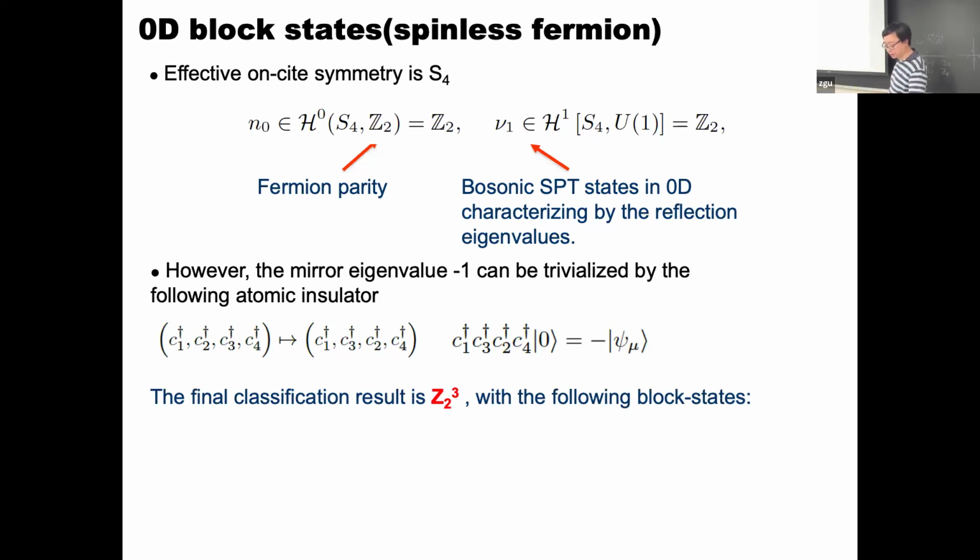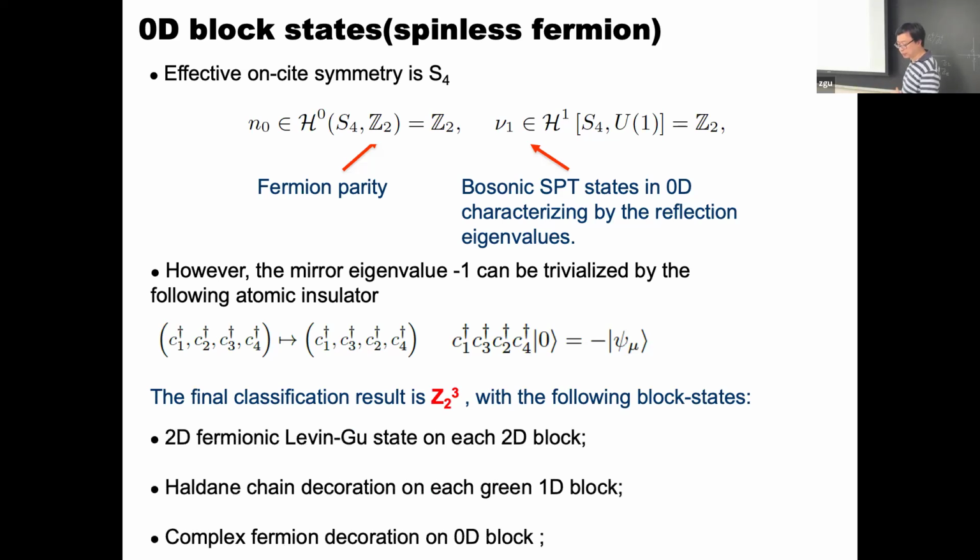So here to summarize this three block state: the 2D block is just this bosonic level, and the 1D block is either the Majorana chain on the green 1D block or this 1D fermion SPT on the pink. And finally, it's just a complex fermion calculation on the 0-dimensional block.